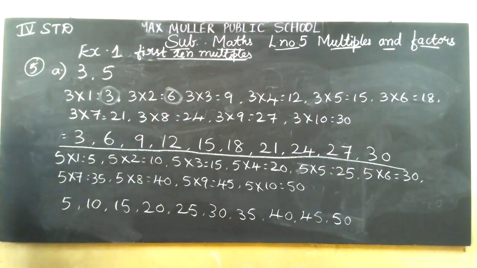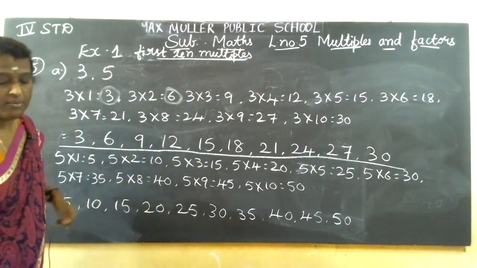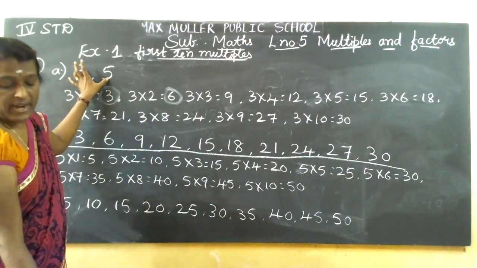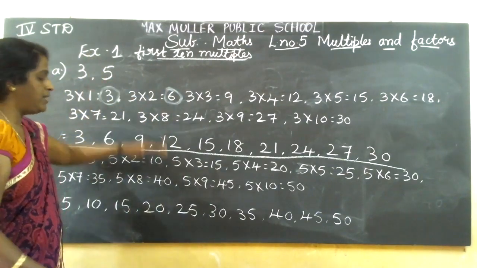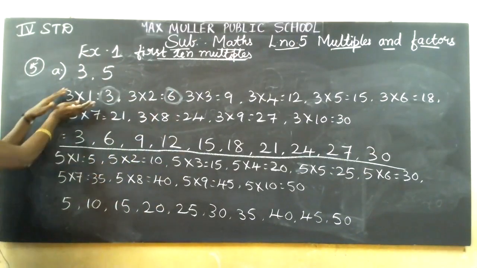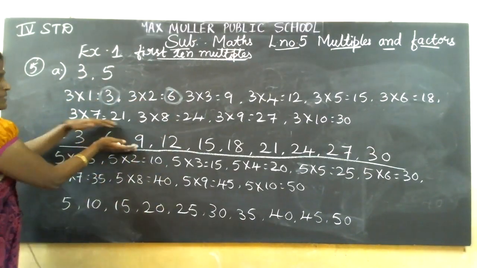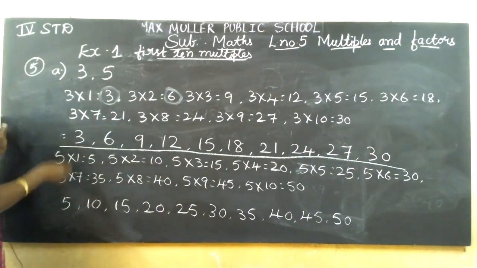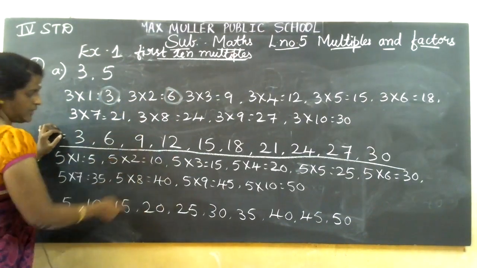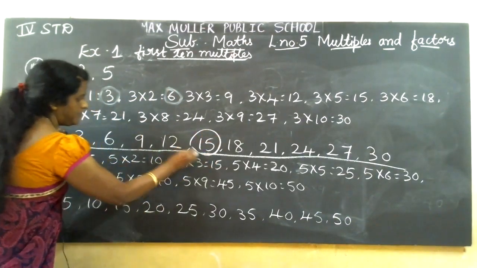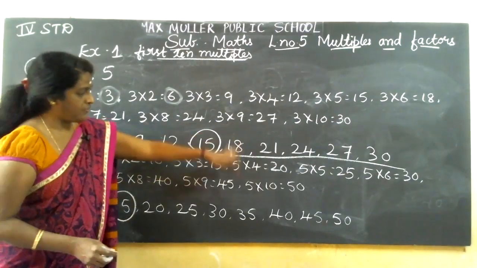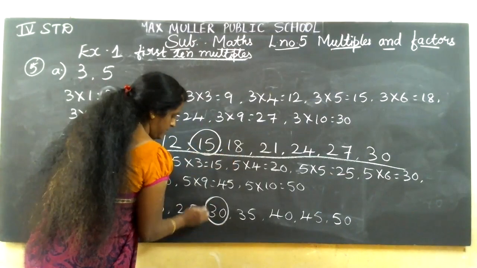So, in the question, what is the heading? Write the first 10 multiples of the following pairs and find their common multiples. First we write the 10 multiples, then find the common multiples in these two. So, 3 is not there, 6 is not there, 9 is not there, 12 is not there, 15 is there. 18 is not there, 21, 24, 27 no, 30 is there.